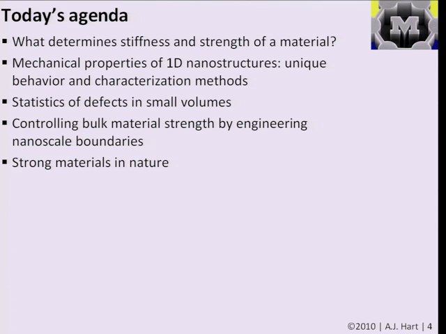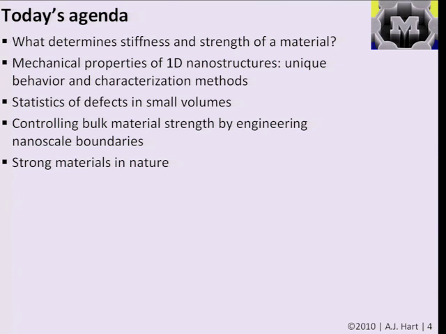And we'll apply this knowledge to understand the mechanical properties of one-dimensional nanostructures, long, narrow things like nanotubes and nanowires, and we'll learn some aspects of their unique behavior and characterization methods. We'll talk a bit about the statistics of defects in small volumes. Basically, in a bulk material, if you could count the defects, you'd find there's a whole bunch of defects, and the distribution is pretty uniform.